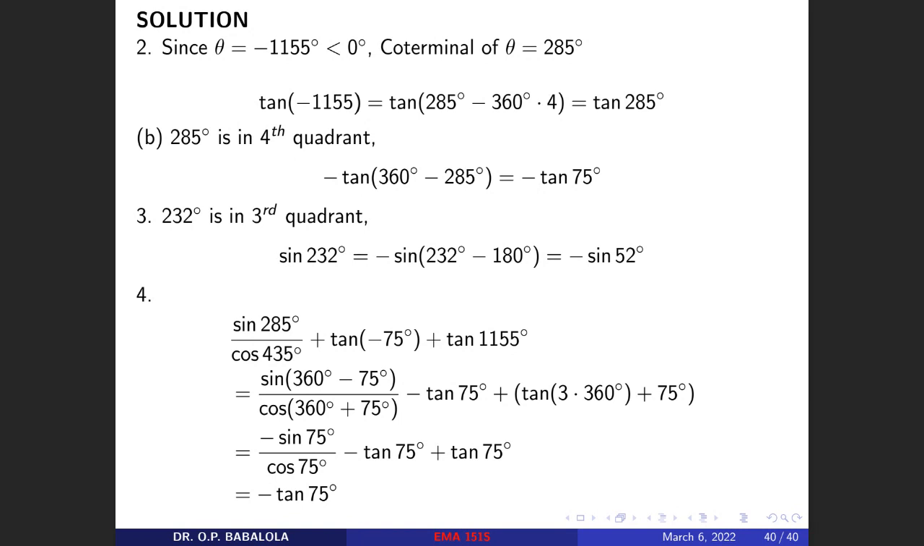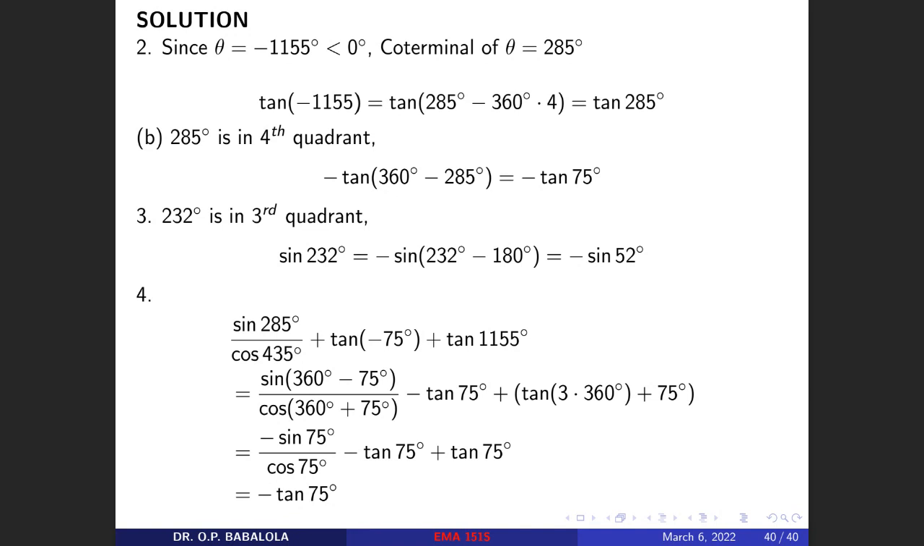In example number 3, you see that this actually falls directly in the third quadrant. That's 232 degrees. It's not less than 0, so we are not meant to look for the coterminal. You only get the coterminal when it is less than 0, okay? So in example 3, it just fits in the third quadrant. So basically what we'll do is go to the third quadrant in the table. We are looking at sine. We want to find sine 232 degrees.